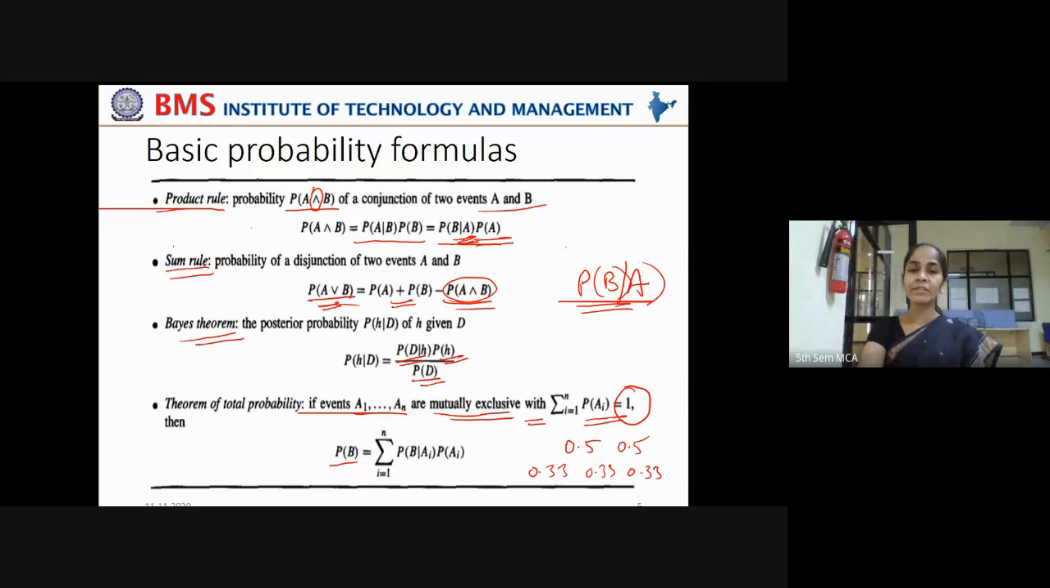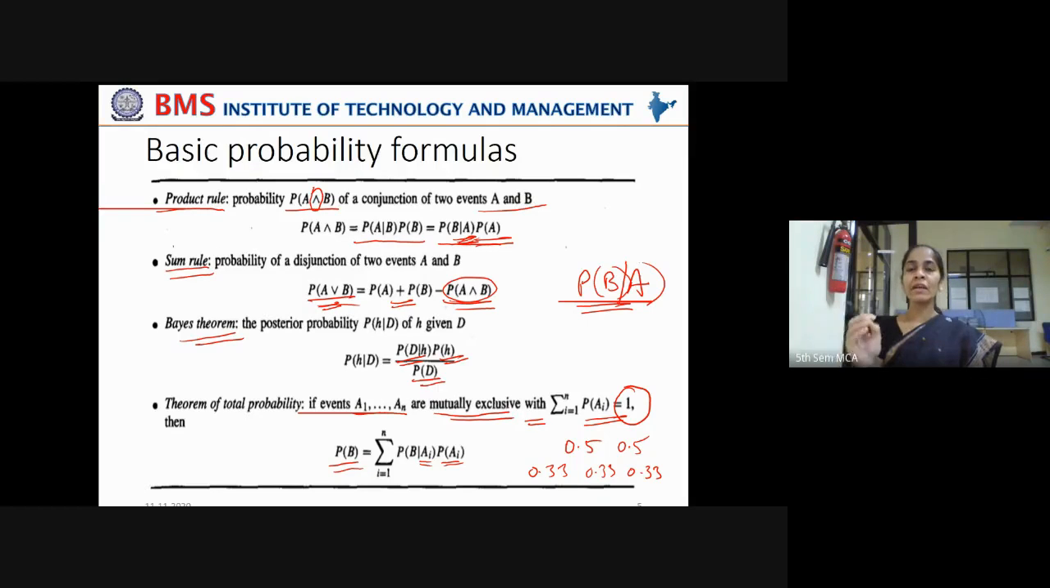How can that be expressed? Probability of B equals the sum of probability of B given Ai, given that an event in the probability set has occurred, multiplied by the prior probability of Ai. That is called the theorem of total probability. So when I say that there is no prior probability information available about a hypothesis, then you have to immediately understand that we can assign equal probability to all the hypotheses in the hypothesis space.